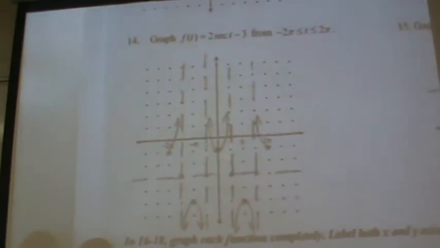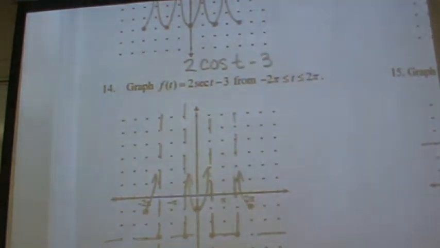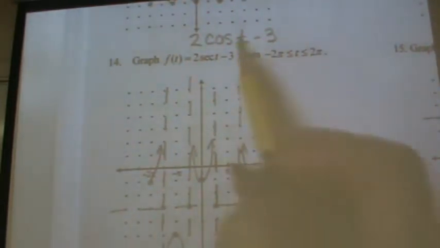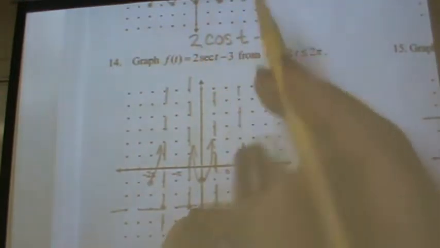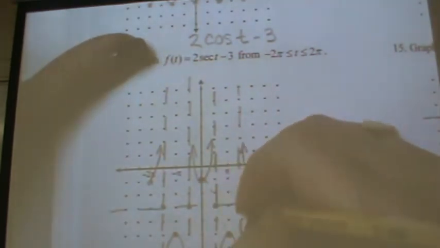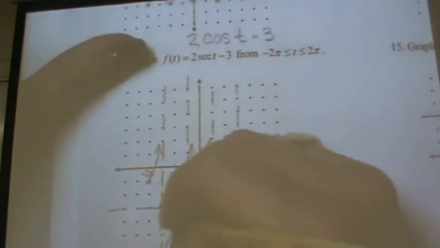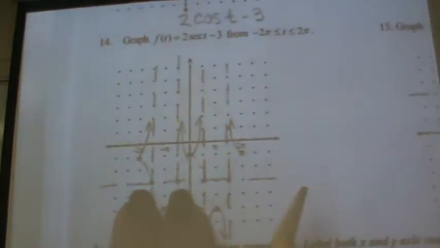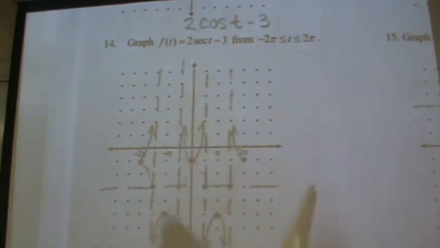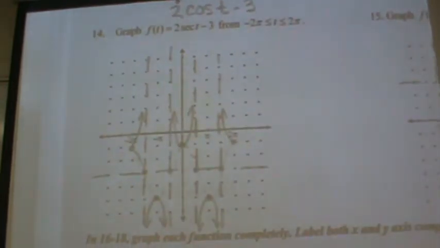Here's 14. You're going to graph not the secant, well, you're going to graph the cosine. So you're going to go 3 below, dot, dot, dot, dot, dot. And the cosine graph starts above, so it's 2 above, and I draw my curve in. Where it hits the x-axis, those are your asymptotes, and then you draw your little parabolas. Questions on that?